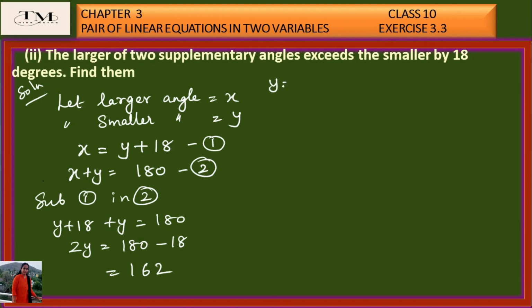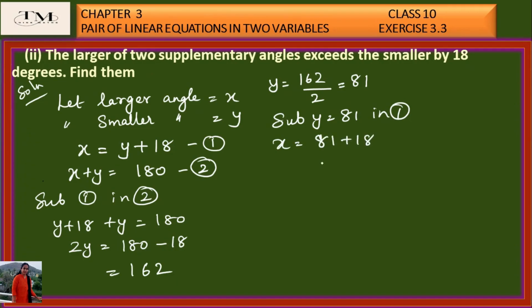Then y will be equal to 162 divided by 2. So when you divide by 2, 8 twos are 16, 1 two is 2. So y is equal to 81. So we can substitute y is equal to 81 in the first equation. So then x will be equal to 81 plus 18. So 81 plus 18 is 99. So we got the solution.